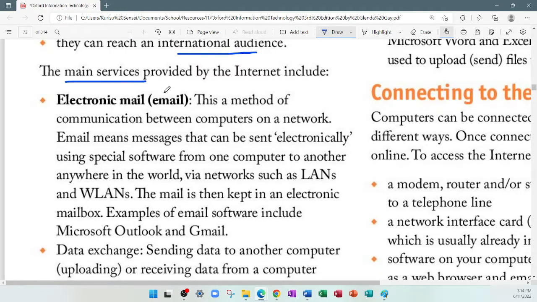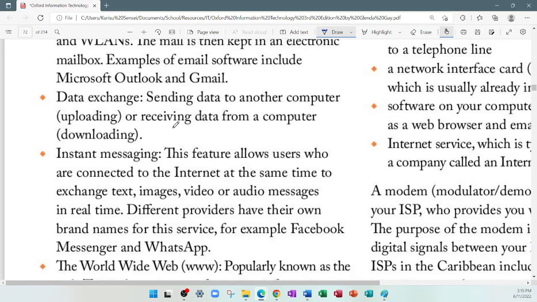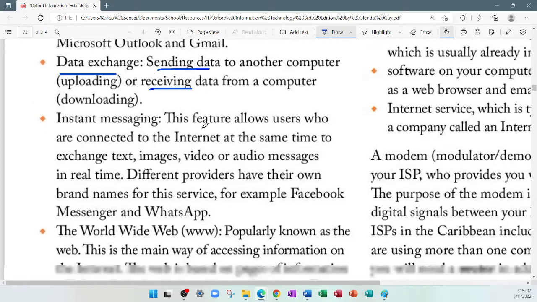What services do we get because of the internet? We get email, which is basically a replacement for letters. Now we can send messages to persons via email. But businesses today use it more as a professional means of communication. Email standing for electronic mail. We get data exchange. Another benefit of the internet, you can send data, you can receive data, you can send your photos, send your music, download your photos and music.